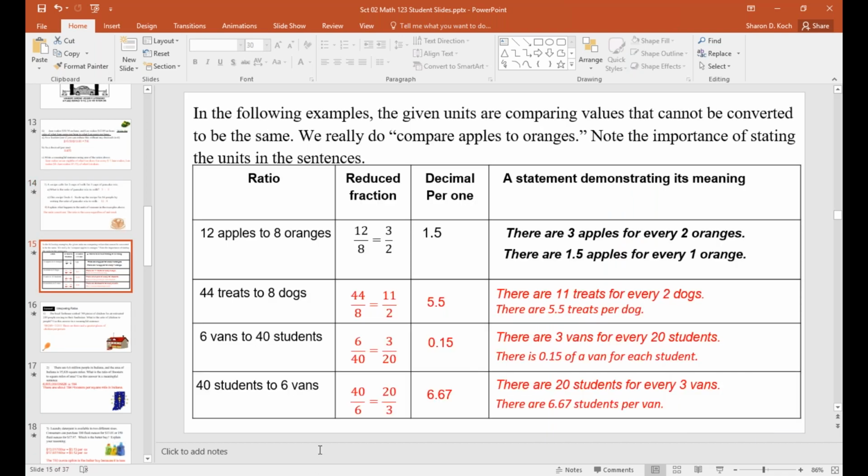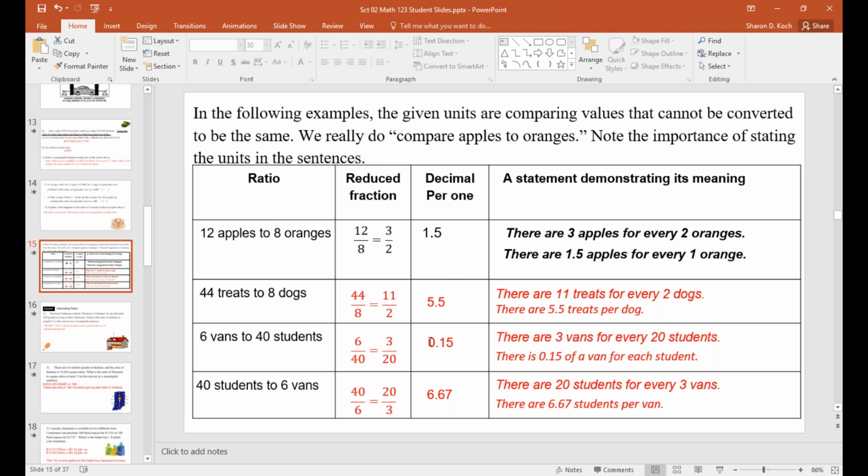Here's another way of comparing apples to oranges. So it's in this order: we would have apples in the numerator, oranges in the denominator. We can reduce that fraction to lowest terms, which would be 1.5 as a decimal because we take the numerator and divide it by the denominator. What does this mean? Remember, it's so many of the numerator per one of the denominator. So there are 1.5 apples for every 1 orange.